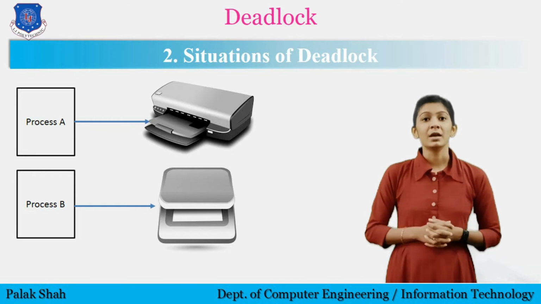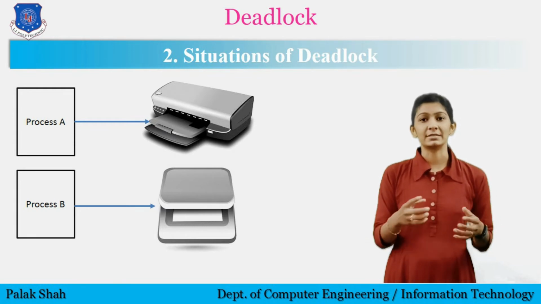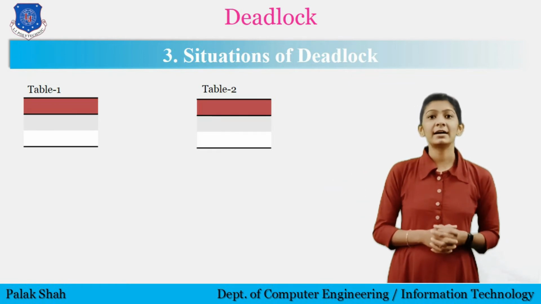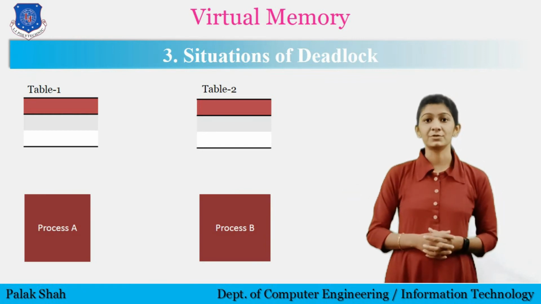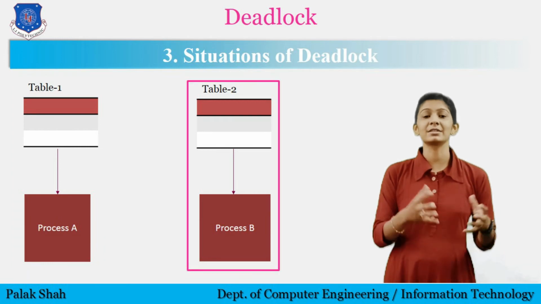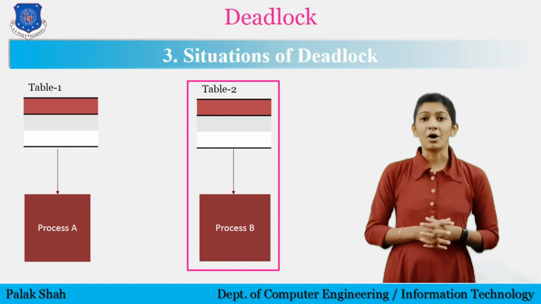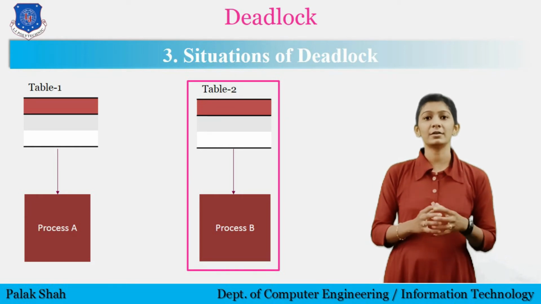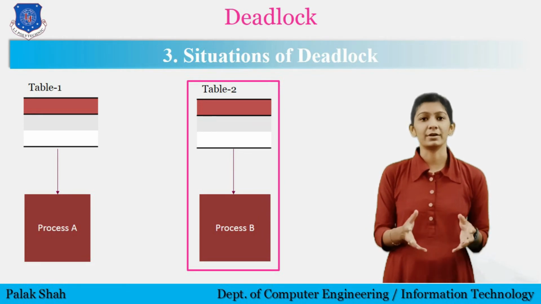Now we will see Situation 3. Consider a database application which contains two tables, table 1 and table 2. Also, there are two processes, process A and process B. Suppose process A locks table 1 and process B locks table 2, and then each process tries to lock the other table. What are the consequences? They simply wait for a lock on the other table to be released, almost forever.